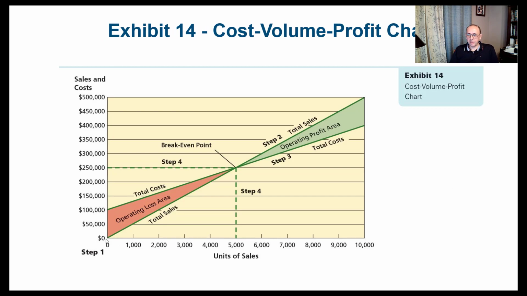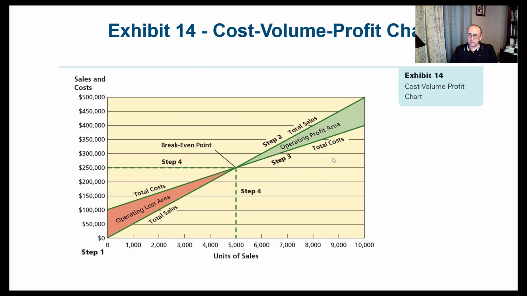In the first step, we have the horizontal axis and the vertical axis. In the horizontal axis we present the units of sales, and in the vertical axis we'll have the dollar value of sales and costs. In the second step we want to calculate the total sales. So we start with the point 0, and we always assume at 0 units of sales the sales dollar value would be $0. And then we calculate another point, let's say at the maximum point, like at 10,000 units of sales, that would generate $500,000 in revenue. And then we connect these two points, and that would be our total sales line.